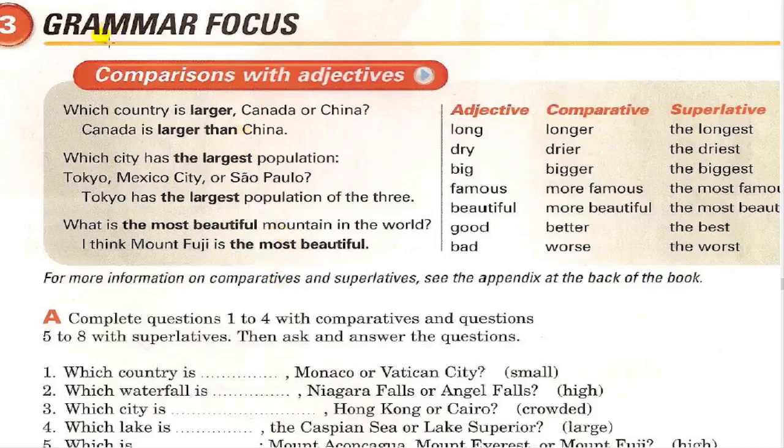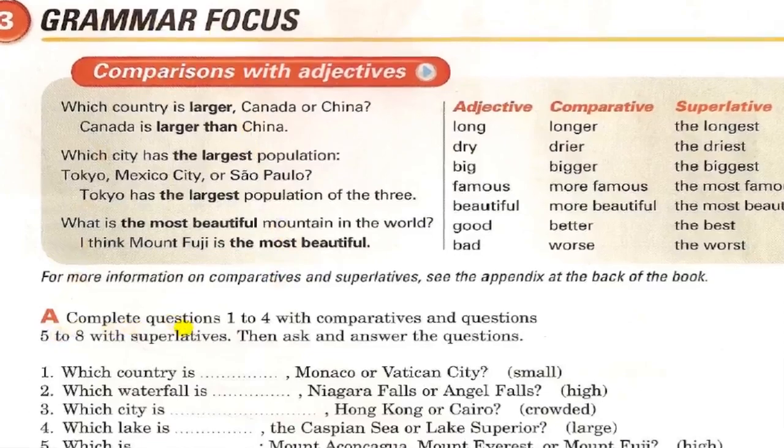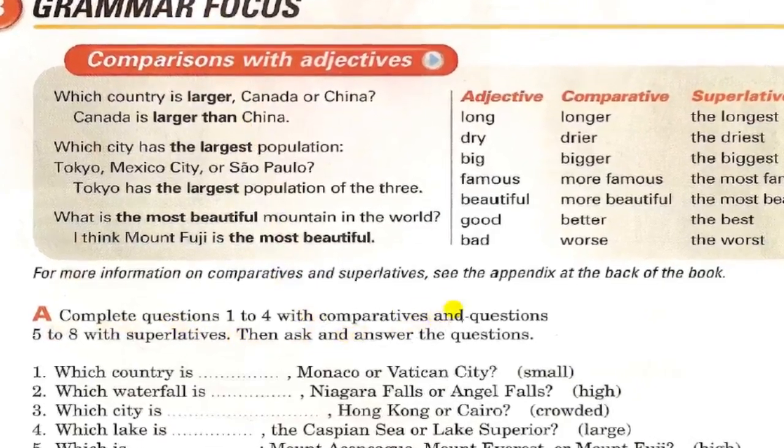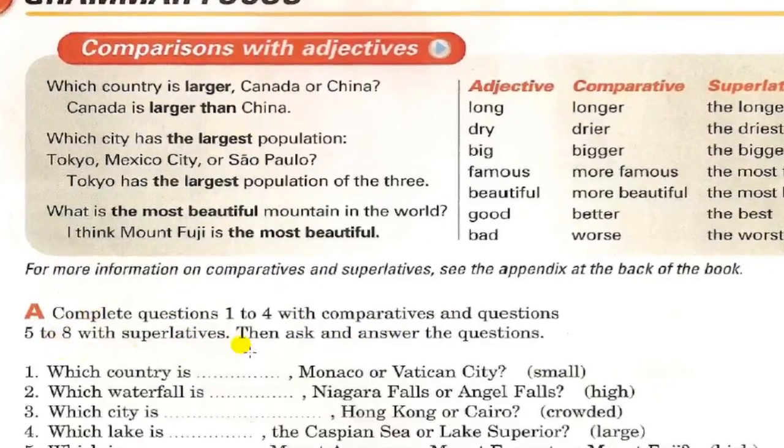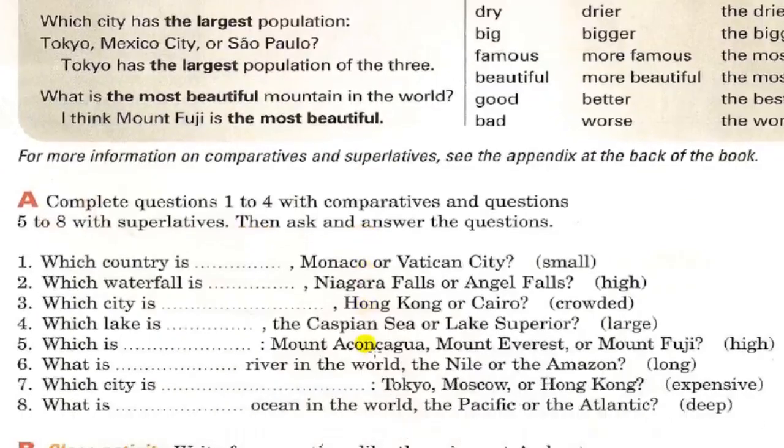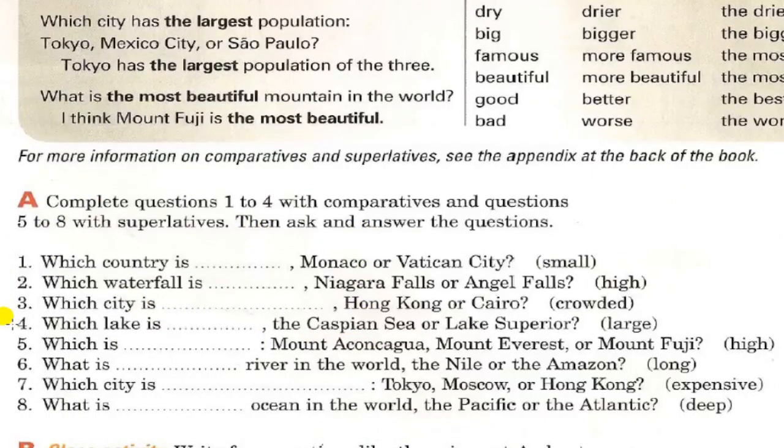Question number 3. Grammar focus. Part A. Complete questions 1 to 4 with comparatives and questions 5 to 8 with superlatives, then ask and answer the questions. In this exercise, from number 1 to number 4, use adjective ER then, or more adjective than. From 5 to 8, superlative. Comparison between one and group.